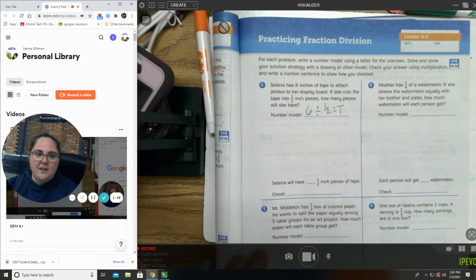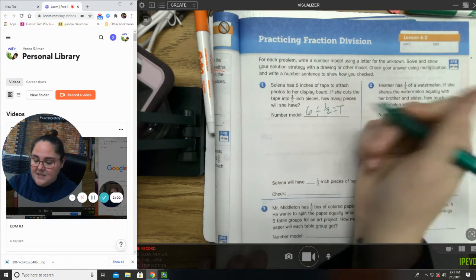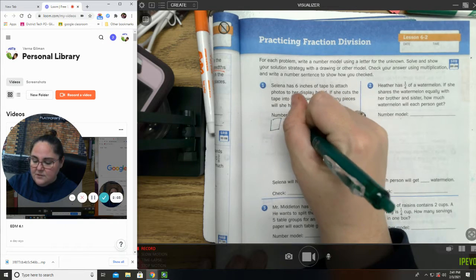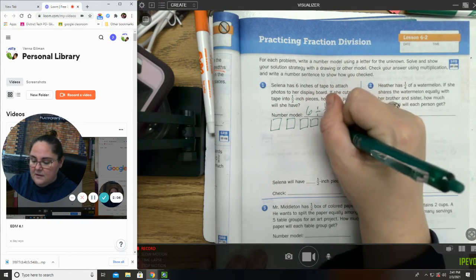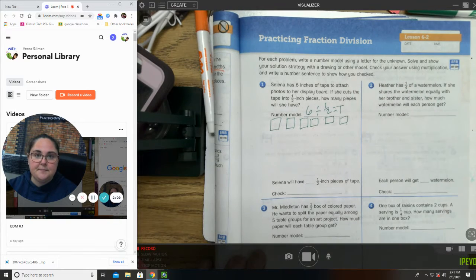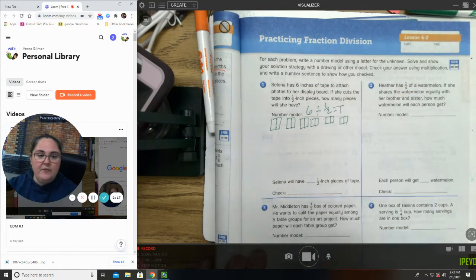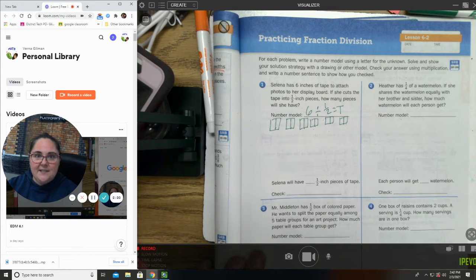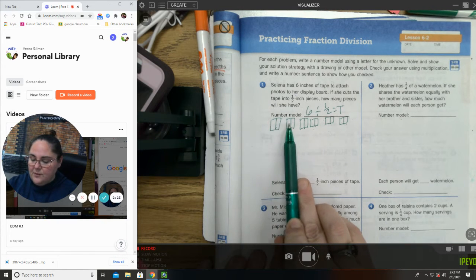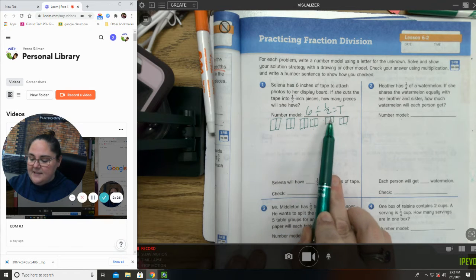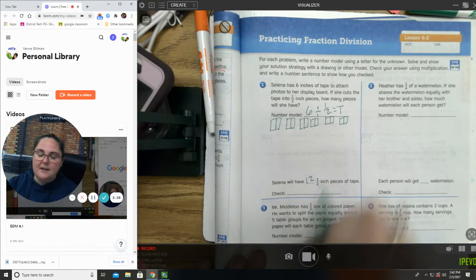So we talked about this in that lesson where you can draw a picture to help you, and that is something that I enjoy doing, but I also like the math way. So I'm going to do both. I'm going to start with the picture. So 6 inches of tape: 1, 2, 3, 4, 5, 6. I'm going to cut each of them in half. All of them are cut in half. Great. How many pieces do I have now? 1, 2, 3, 4, 5, 6, 7, 8, 9, 10, 11, 12. I have 12 pieces of tape.